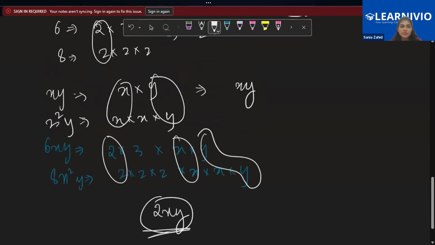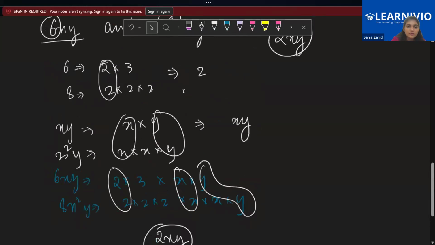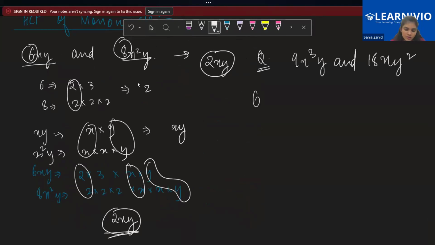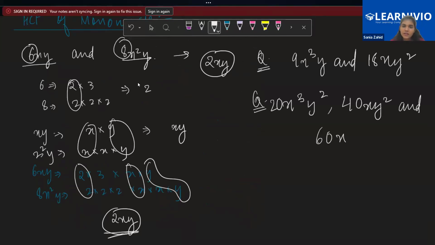Clear? Children, if you want to copy this, just quickly copy it. Then I'm writing some questions over here. You will find the HCF of those. Find the HCF of 9x cube y and 18xy square. Second is 20x cube y square, 40xy square, and 60x. Just find the HCF of both. First copy this part, then you find the HCF of both these questions.